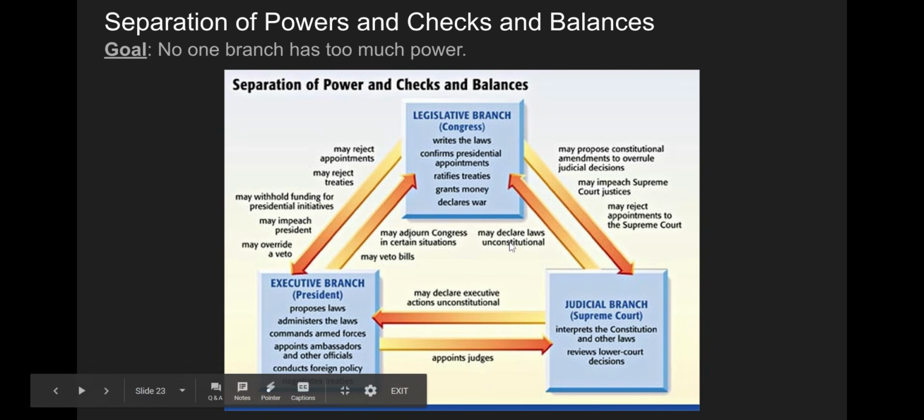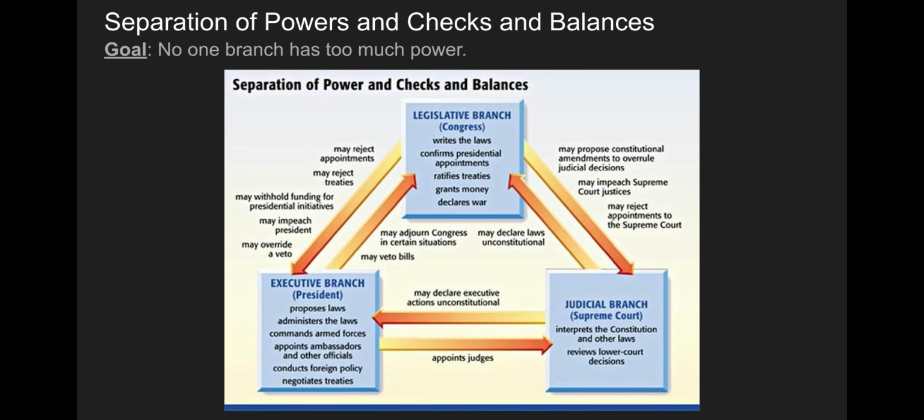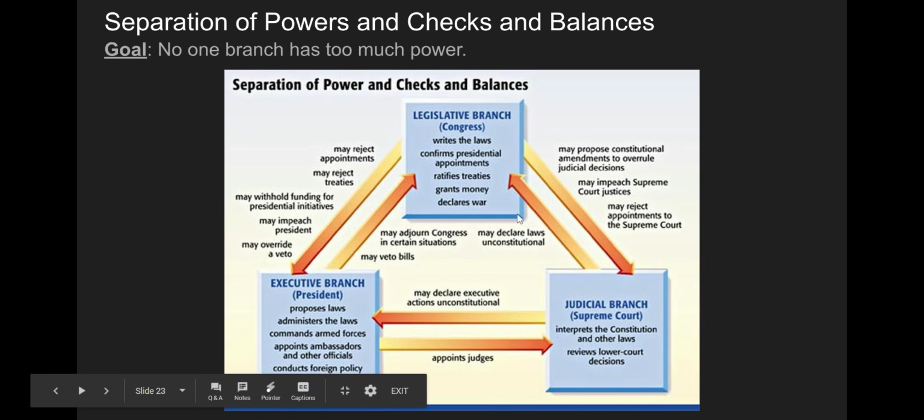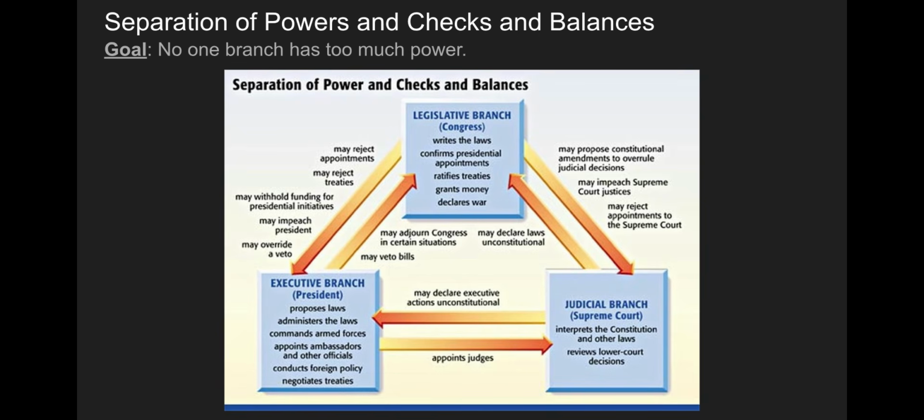So they all have different powers, separation of powers. This keeps anyone from being too strong and powerful. But they also can check each other's power. They can limit it. There's supposed to be a balance here. So you see all those arrows going between each branch to give branches influence over one another. For example, the legislative branch might propose a law, but the executive branch, the president, can veto that law. He can reject it.